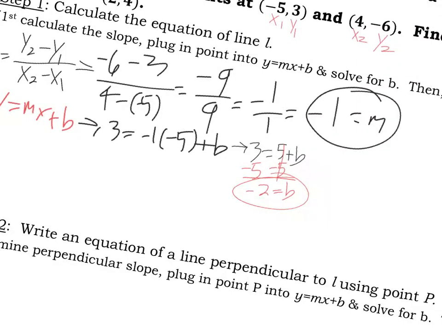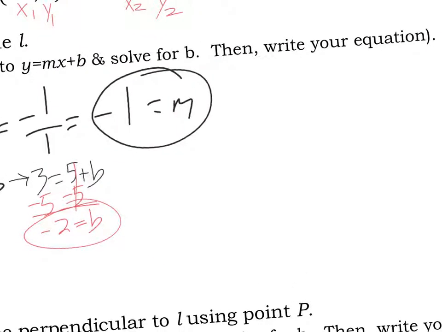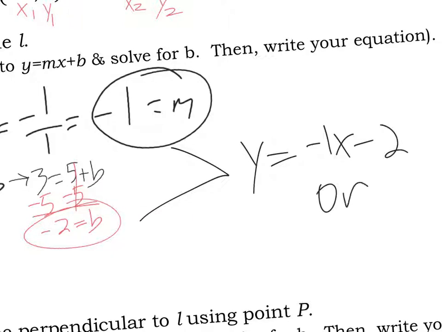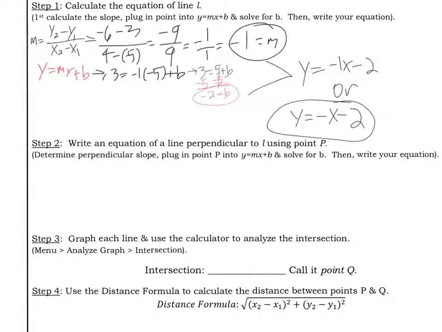Now that you know your m and your b, you know your line is y equals -1x minus 2, or simply y equals -x minus 2, since you typically will not write a 1 in front of an x. So believe it or not, that was all just step 1.